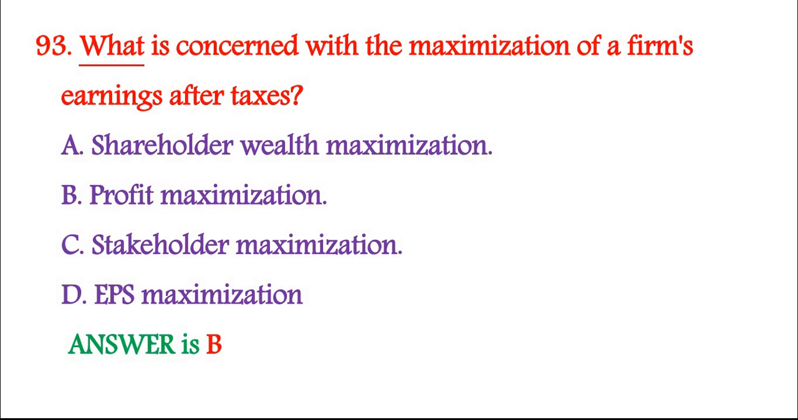93. What is concerned with the maximization of a firm's earnings after taxes? A. Shareholder wealth maximization. B. Profit maximization. C. Stakeholder maximization. D. EPS maximization. Answer is B.